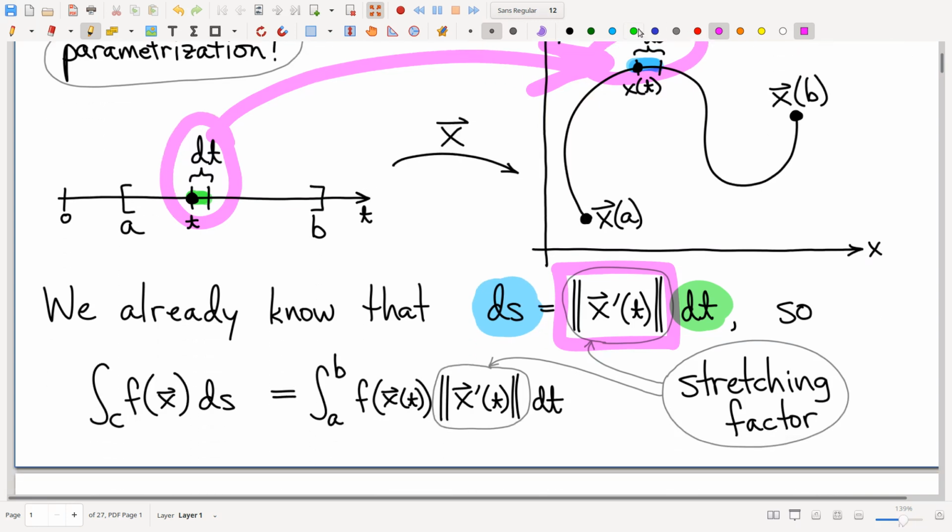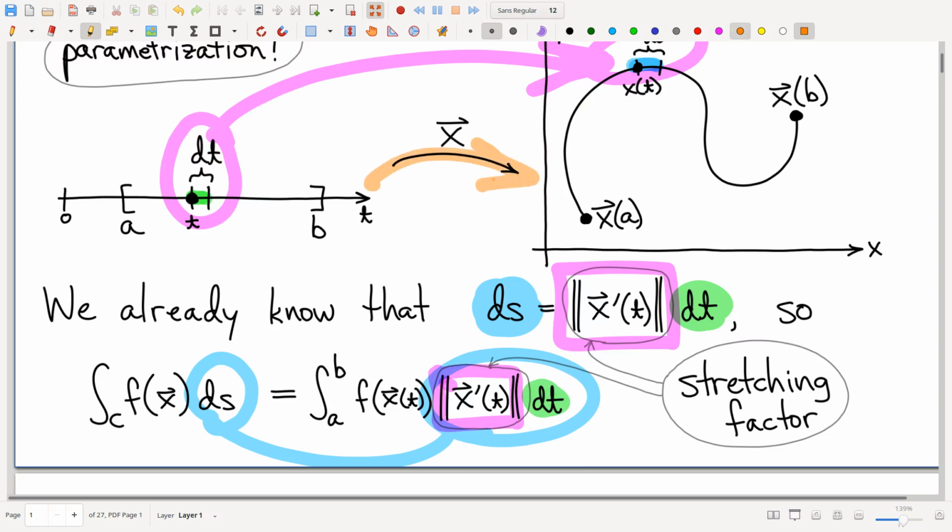Let's see here. Our ds from our scalar integral: ds is the stretching factor, namely speed, times time, dt. And let's see here. By the way, our parameterization itself is what allows me to rewrite x in terms of t.